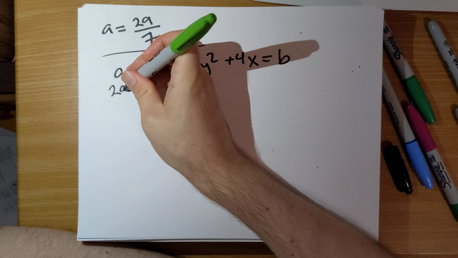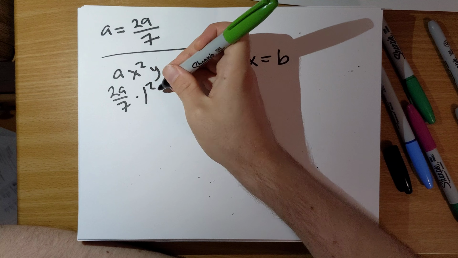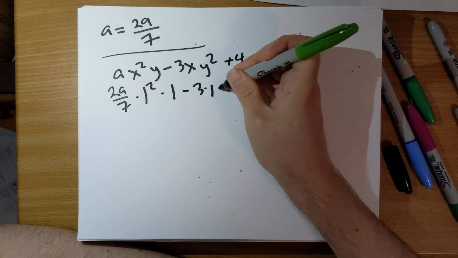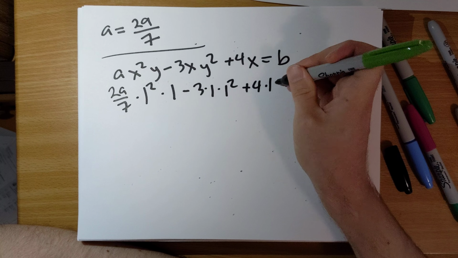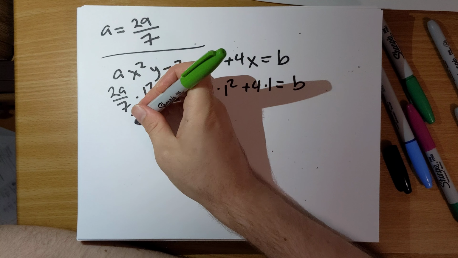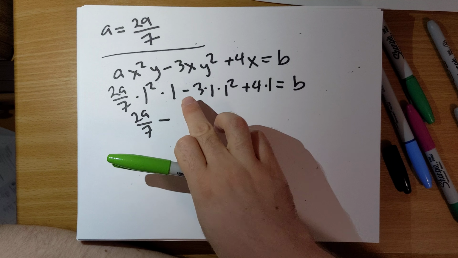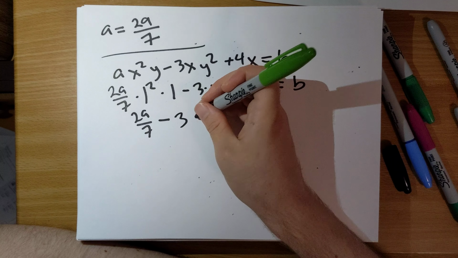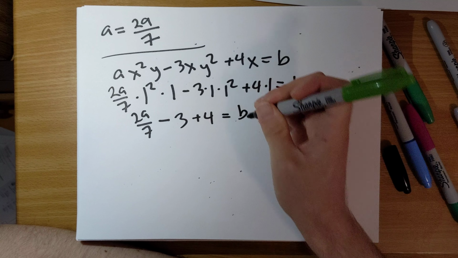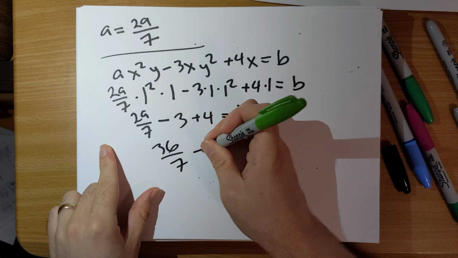a is 29 over 7, and we know the point (1, 1) is on the curve. So 29/7 times 1 squared times 1 minus 3 times 1 times 1 squared plus 4 times 1 is equal to b. So this is 29 over 7 minus 3 plus 4 is equal to b. This would be 36 over 7 is b.